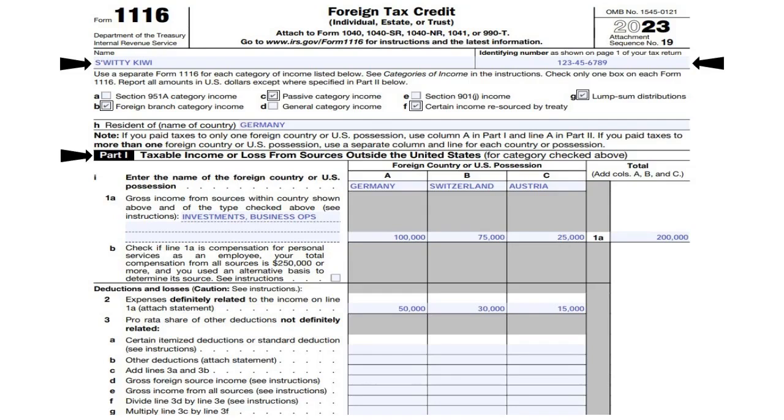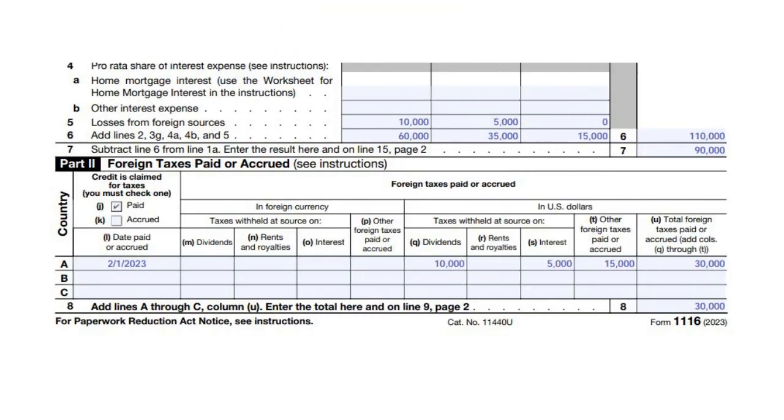For expenses, for Germany we have 50 grand, for Switzerland 30 grand, and for Austria 15 grand. In the second screenshot, on line 5, you have losses from foreign sources: 10 grand, 5 grand, and nothing. When you add all the lines, you have 60 grand, 35 grand, and 15 grand, and the full amount is 110 grand. When you subtract line 6 from line 1A, you have $90,000. Remember, the preliminary amount was 200,000, so when you subtract 110,000 from 200,000, you have $90,000.